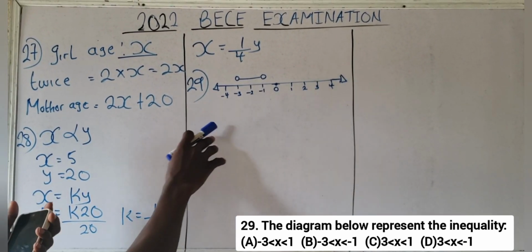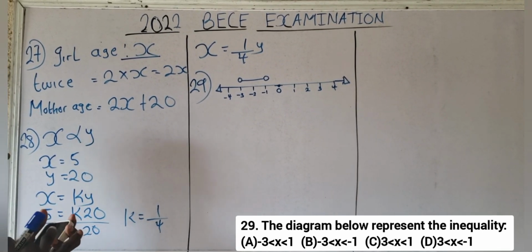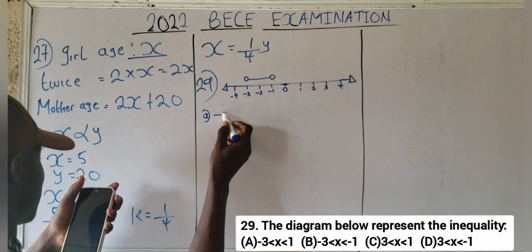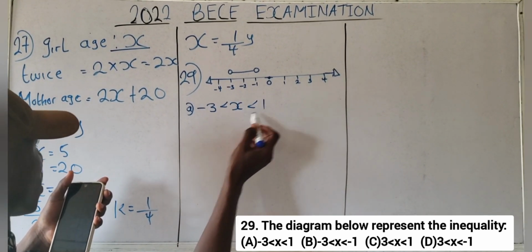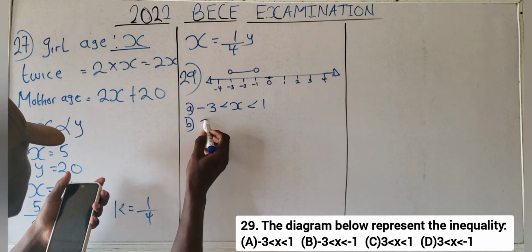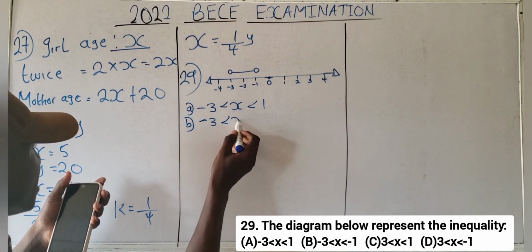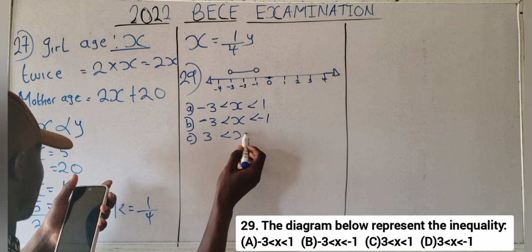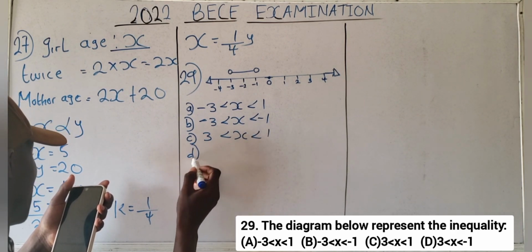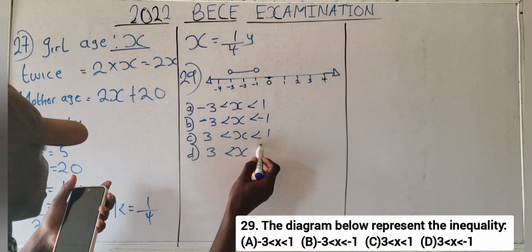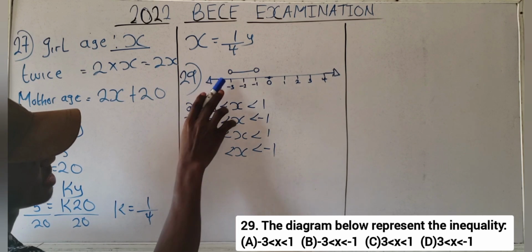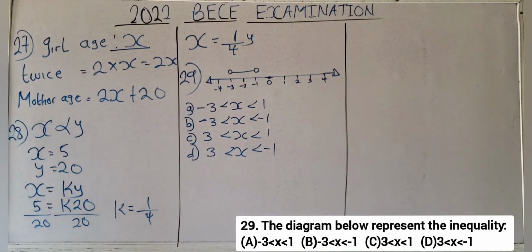The diagram on the board represents the inequality. Option A is minus 3 is less than x less than 1. Option B, we have minus 3 is less than x less than minus 1. Option C, we have 3 is less than x less than 1. And option D, we have 3 is less than x less than minus 1. Now, listen. Let's first start. I want you to pay attention now. You can see these dots, let me use another marker.